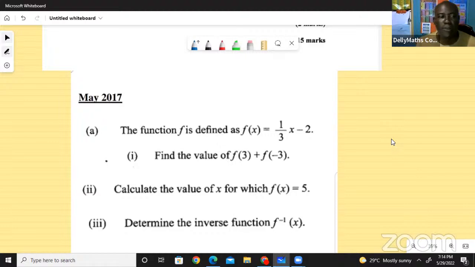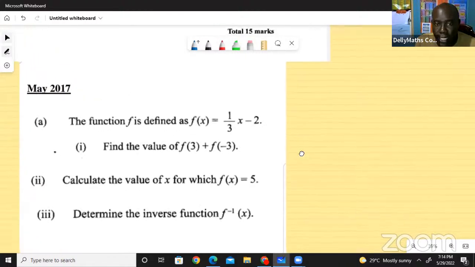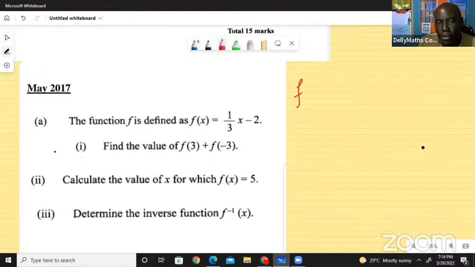Let us see. It says the function f is defined as f of x is equal to 1/3 x minus 2. Find the value of f of 3 plus f of -3. You're going to evaluate these functions. So let's write the f function. F of x is equal to 1/3 x minus 2.